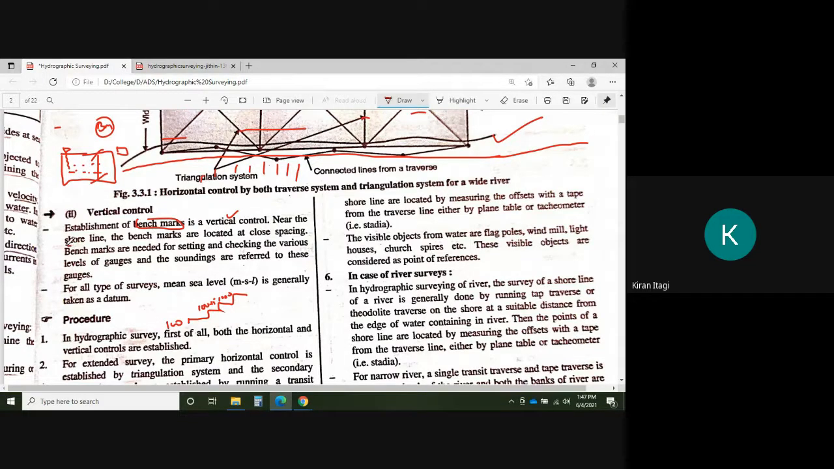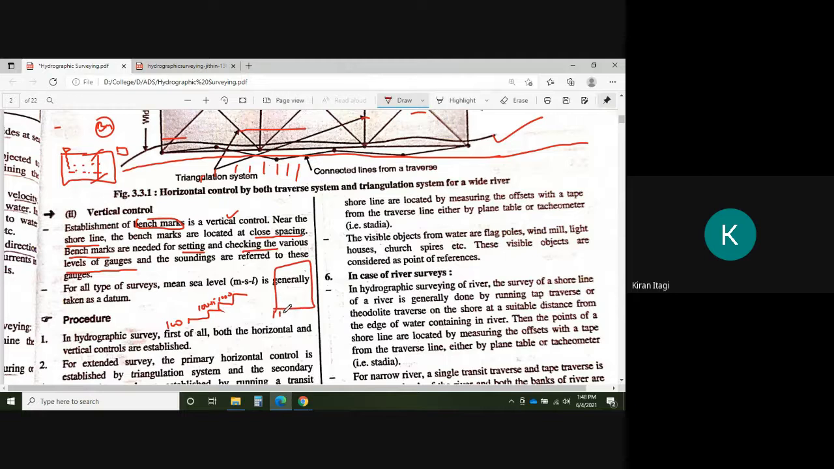Near the seashore, the benchmarks are located at close spacing. The benchmarks are needed for setting and checking the various levels of gauges, and soundings are referred to the gauges.